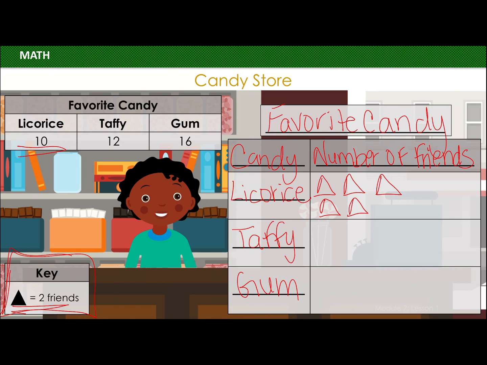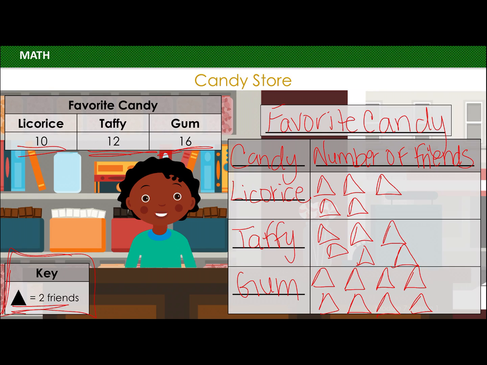All right, my next one was taffy. I had 12 friends that said taffy was their favorite candy. So I'm going to be careful when I'm counting by 2s for this one. 1, 2, 3, 4, 5, 6, 7, 8, 9, 10, 11, 12. And my last one, 16 friends said that gum was their favorite candy. So I'm going to count by 2s again. So 2, 4, 6, 8, 10, 12, 14, 16.